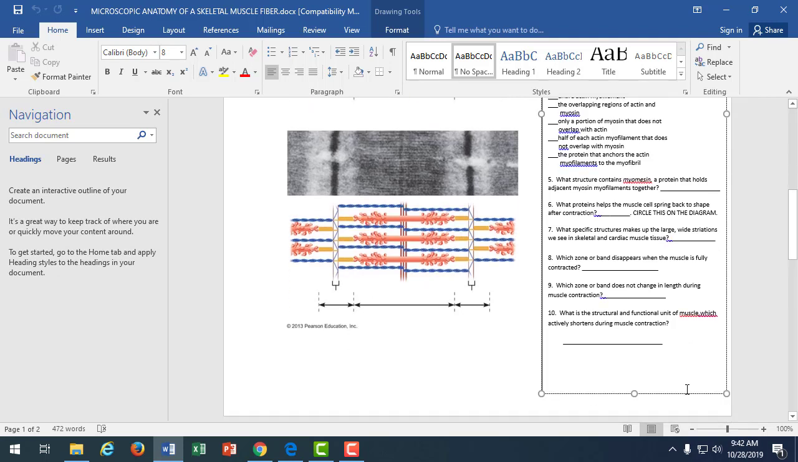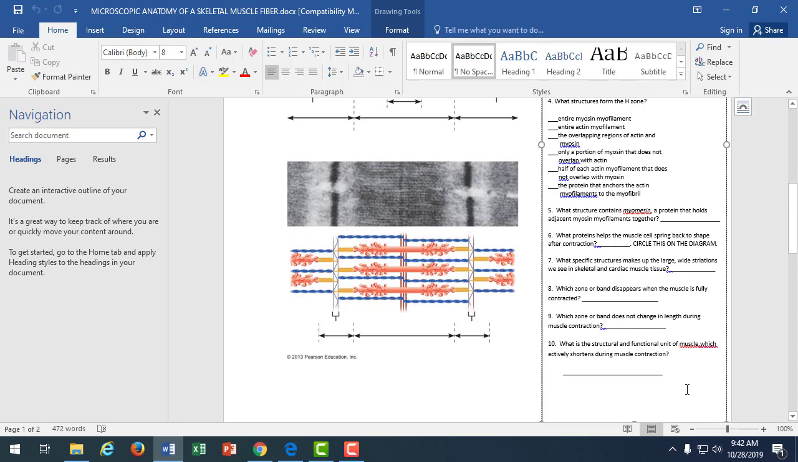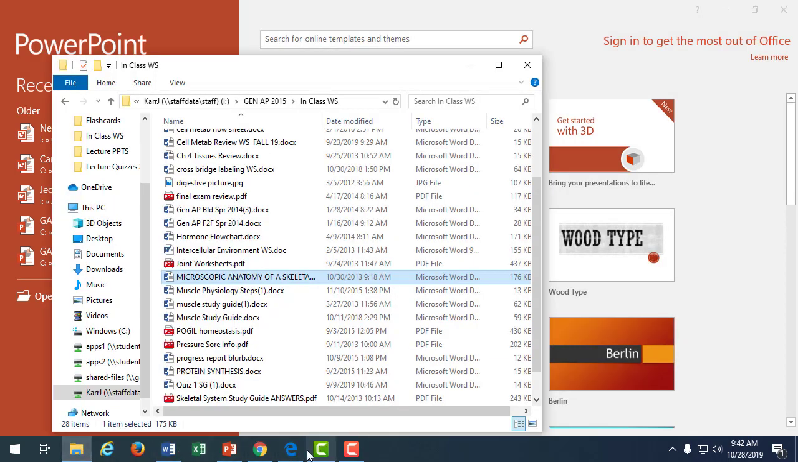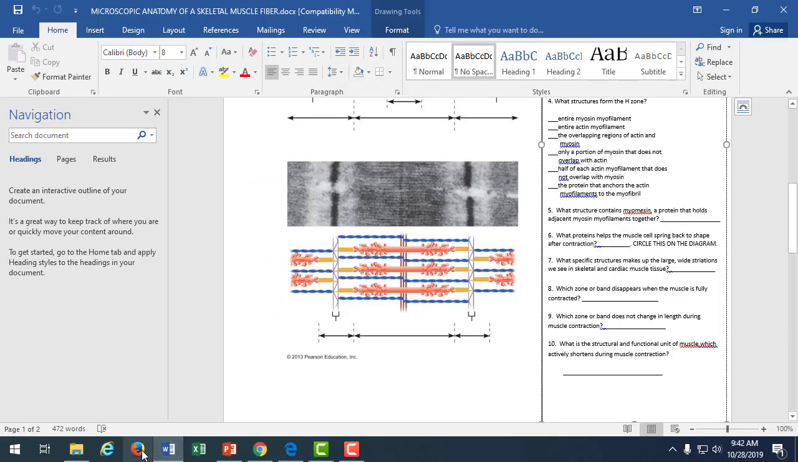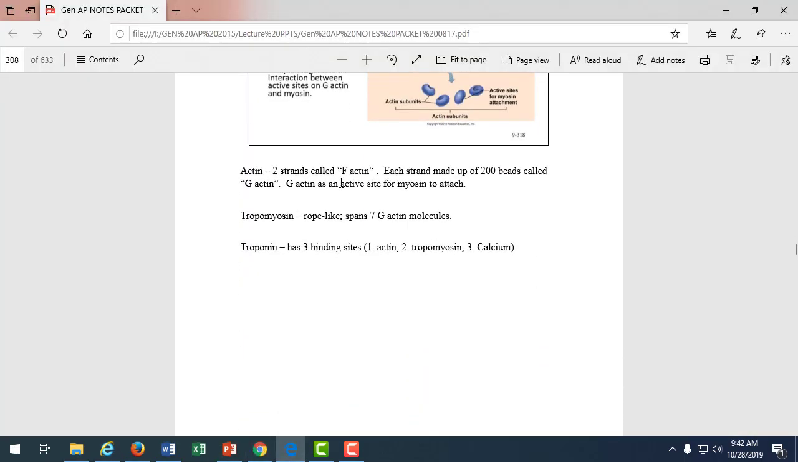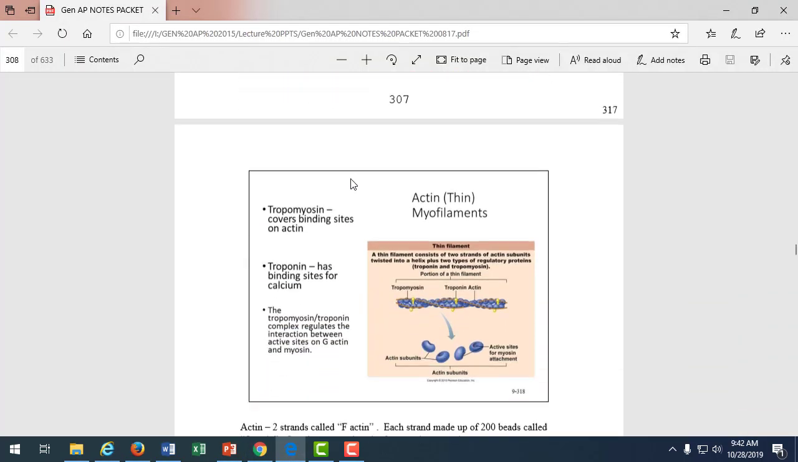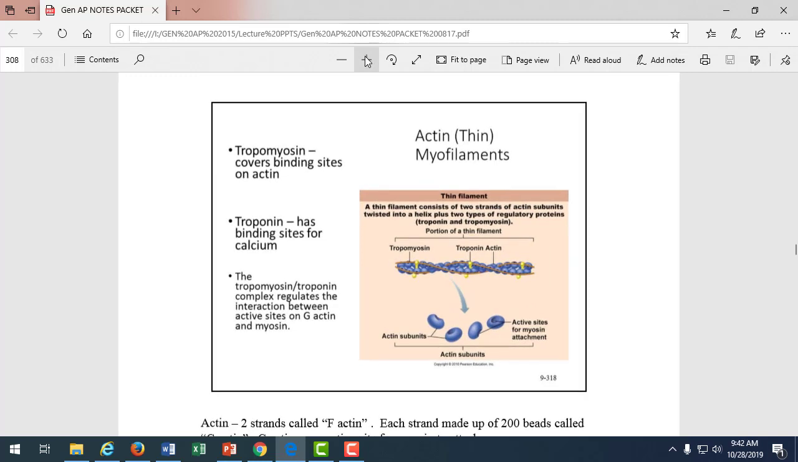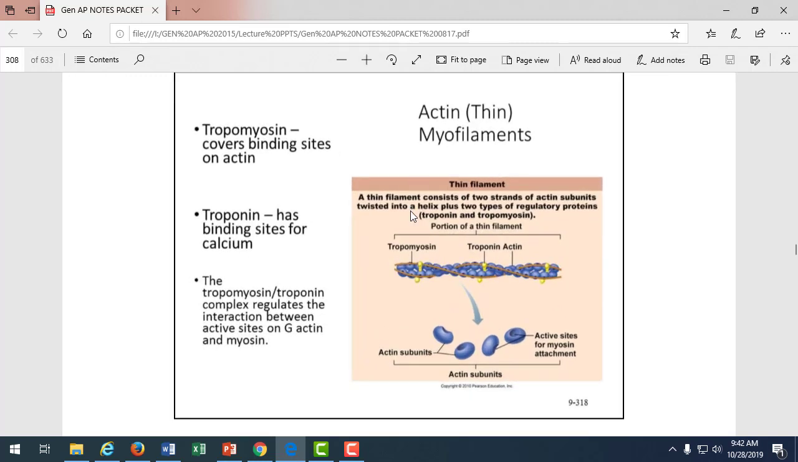So this really helps us kind of see the big picture. We're going to zero in now. Go back to our PowerPoint. Where am I at? I have to find where we're at now. Okay. So now we're going to look specifically at actin and myosin and see what's going on microscopically to allow them to interact and shorten a muscle.